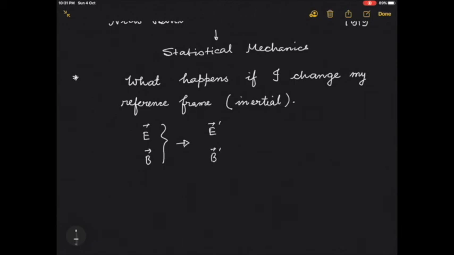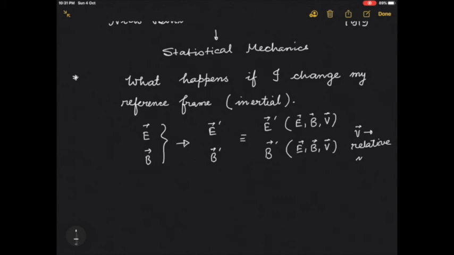I am not writing the transformations, but you probably know that E prime will depend on both E and B, and obviously on the relative velocity, so I write capital V. And B prime will also depend on both E and B. Now this is something a little strange. V is the relative velocity. You should look at these formulas, how they transform.